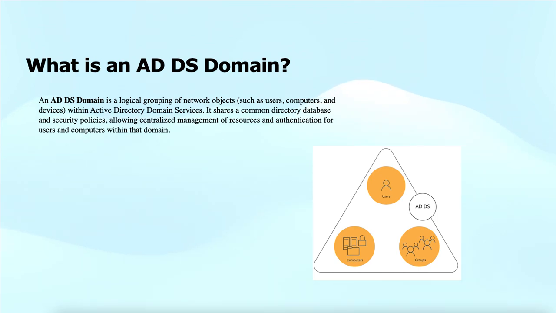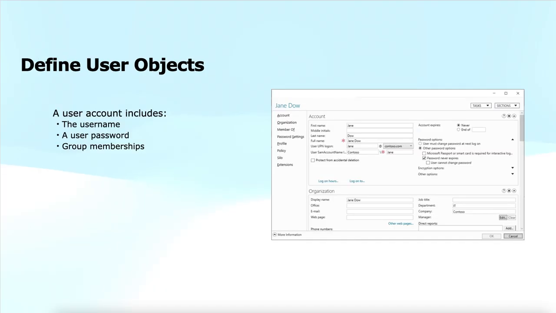The first type of object that we create in Active Directory domain service is a user account. This user account is used for interactive authentications to access the corporate applications and resources. We have different management tools that we can use to create these user accounts.